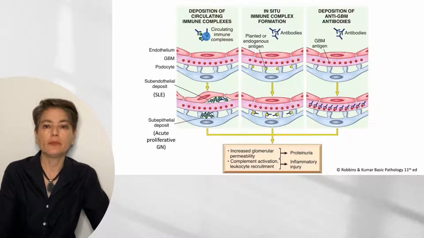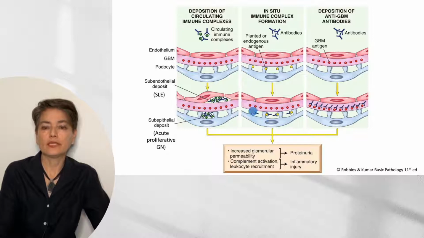They arrive in the glomerulus, and as they come through, they get trapped in the subendothelial deposit here, as in lupus, or here underneath the parietal epithelium, between the foot processes, which we can see in acute proliferative glomerulonephritis. Now, another possibility is in situ immune complex formation, and this can again be due to antibodies that are reacting with planted or endogenous antigen.